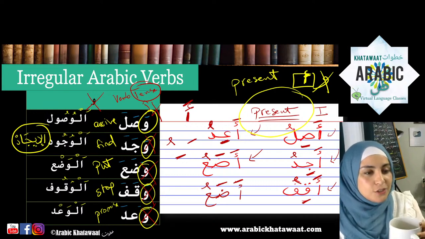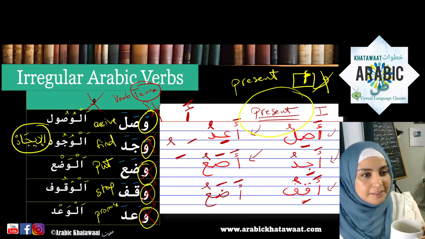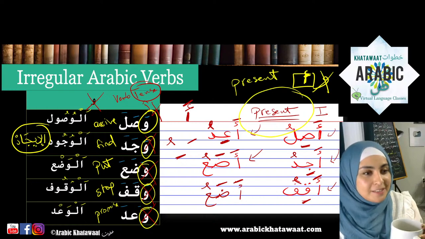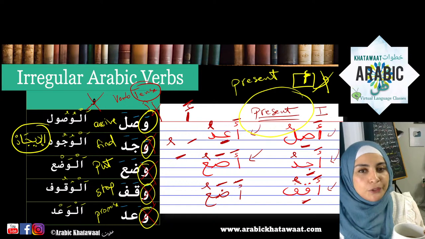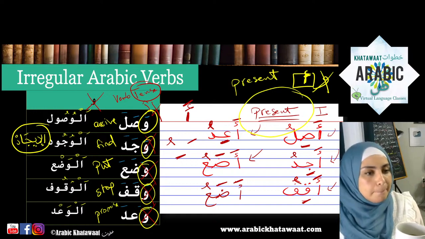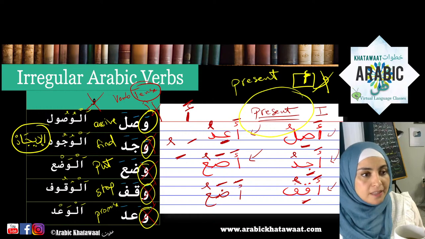أهلا سعد. So وصل, who could give me وصل? ممتاز Blueberry. Great, you're here with us. So how would you put I arrive in the present tense, or I find, or I put, I stop, I promise? Place these verbs in examples in the present tense.